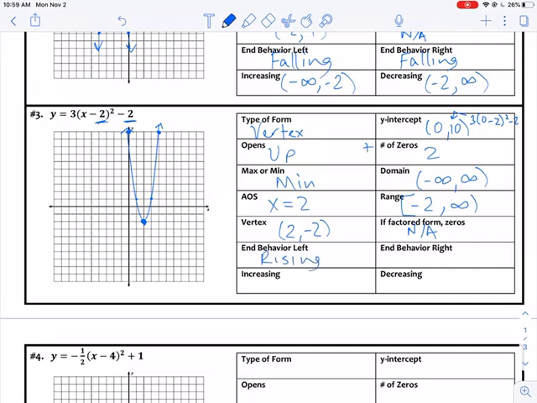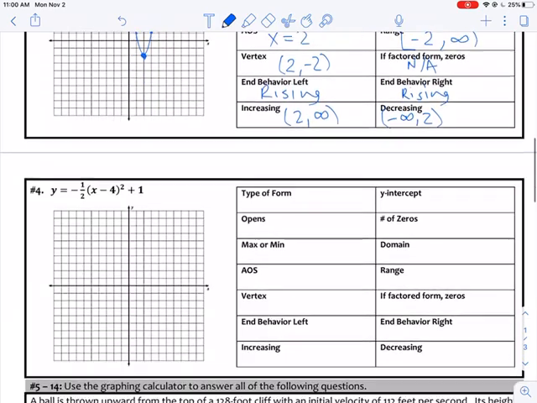End behavior, they're both rising. Increasing and decreasing: we start with decreasing, negative infinity to my x value of the vertex, and we pick it up at the x value and we increase until infinity.